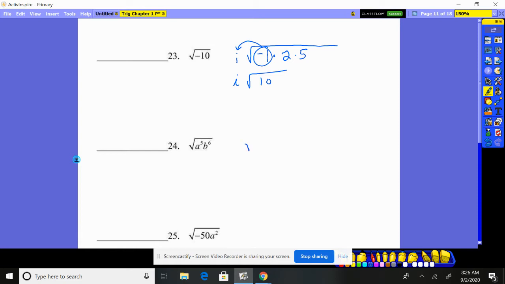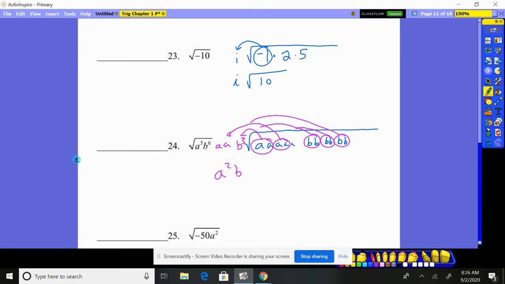Let's look at 24. I have a bunch of variables. I have A, B, B, B, B, B, B. All right. I have a pair, so it comes out. I have a pair, so it comes out. Quite a few are going to come out here. A pair is going to come out, a pair is going to come out, a pair is going to come out. So how many total came out there? We'll go ahead and cheat and say, hey, you had a B, and a B, so B cubed. So clean this up. We have A squared, B cubed, root. Who was left behind? A single A.